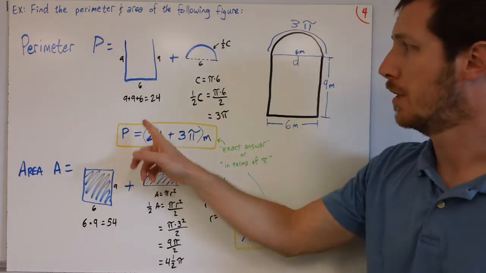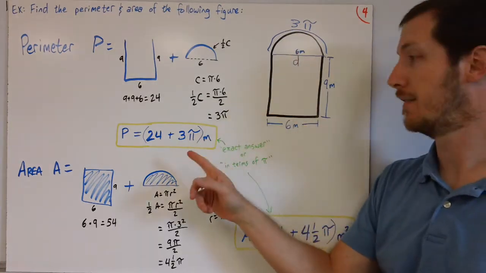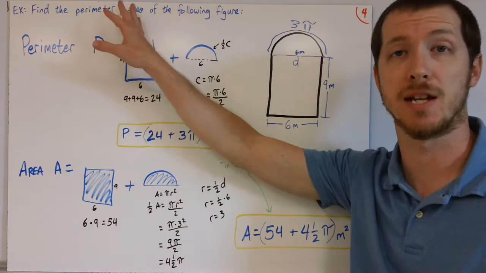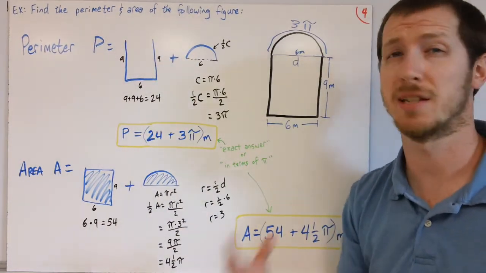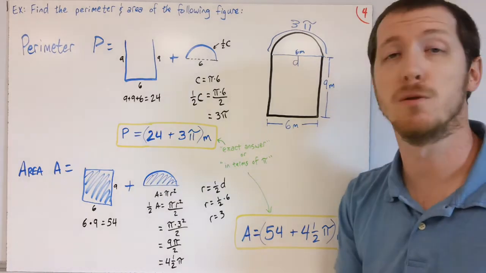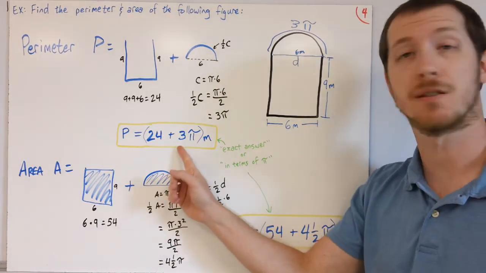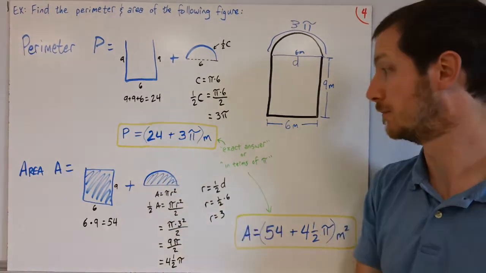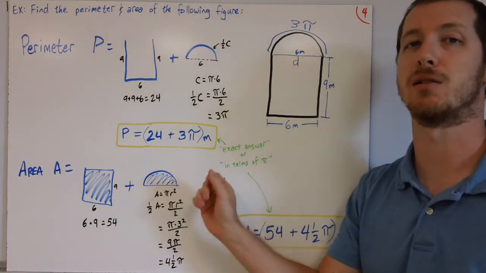Okay, so our perimeter from our rectangle, we have 24. Add to that the perimeter of our half circle, which is 3 pi meters. Now, they didn't say to round. They didn't say to approximate or to round to the nearest tenth or hundredth or 3 decimal places. So we're going to assume they want the exact answer without any rounding. This is our exact answer. It doesn't look pretty, but that's our exact answer. Sometimes we'll call it our answer in terms of pi.